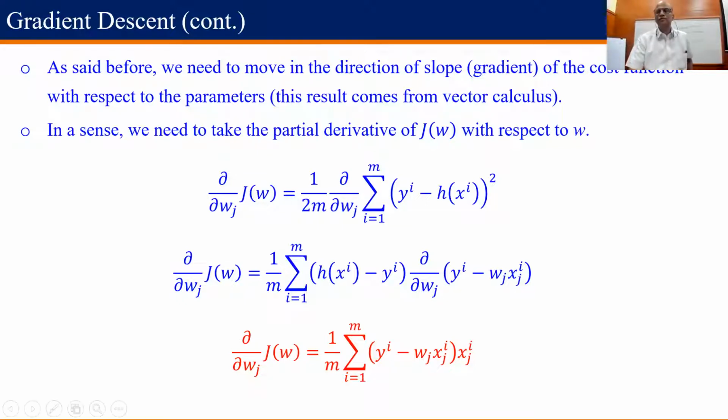Sir, I couldn't understand in the second step, how did we get ∂/∂wj of (yi minus wj xj^(i))? Yeah, because h of xi is that, no? We are taking the derivative with respect to only wj. Oh, okay. Thank you, sir. All right. So let us now proceed further.